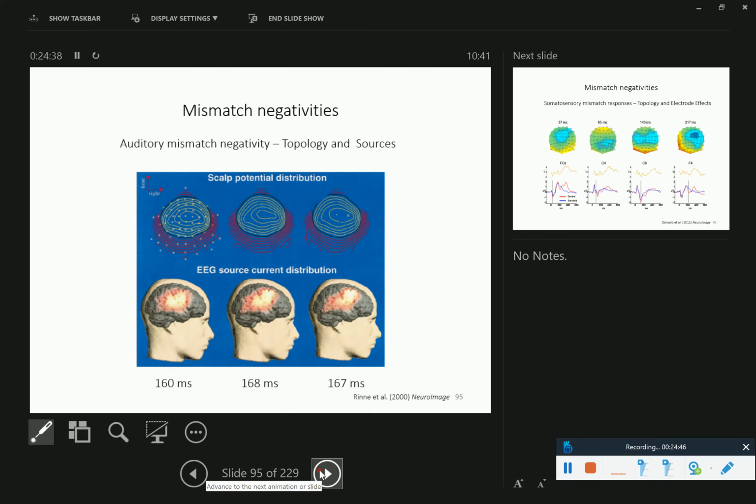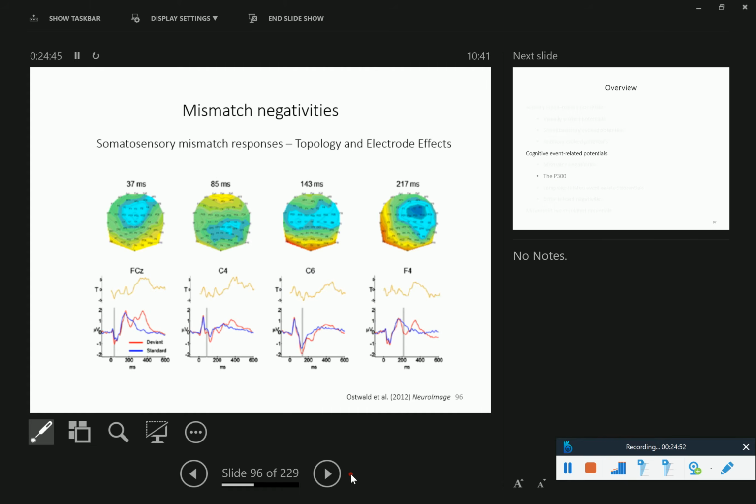For auditory mismatch negativity, now yours truly worked on the somatosensory mismatch negativity, which was described in a couple of papers by people from Japan prior to our work here.